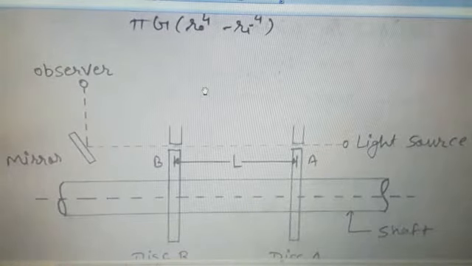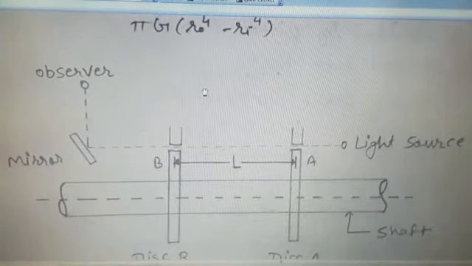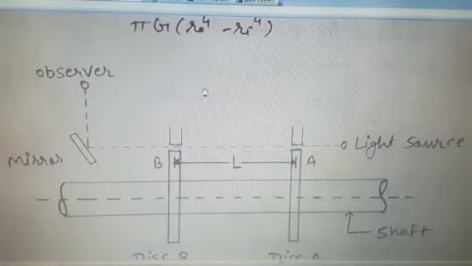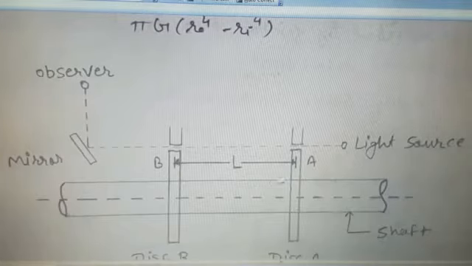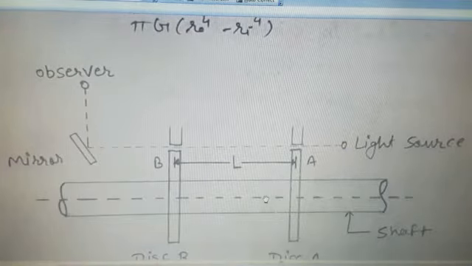First, the optical arrangement consists of a calibrated scale. Which scale? Calibrated scales are used to read the relative angular displacement of the two sections A and B. The discs A and B are mounted at a distance L on the shaft, and move relative to each other through an angle of theta. Clear?